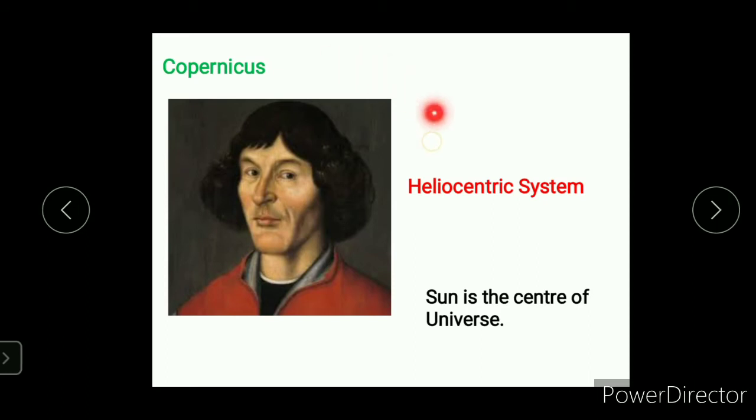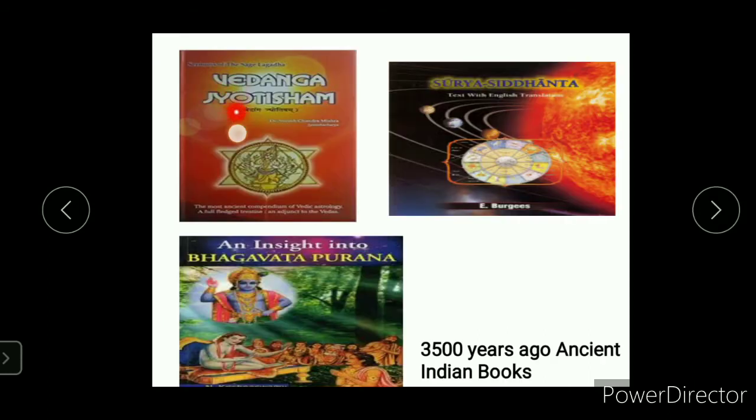And there are many other books in our ancient India which were written some 3500 years ago. Those are Vedanta Jyotisham, then Surya Siddhanta, then Bhagavata Purana. These are our ancient Indian books, written some 3500 years ago, which also give a lot of information regarding the universe.